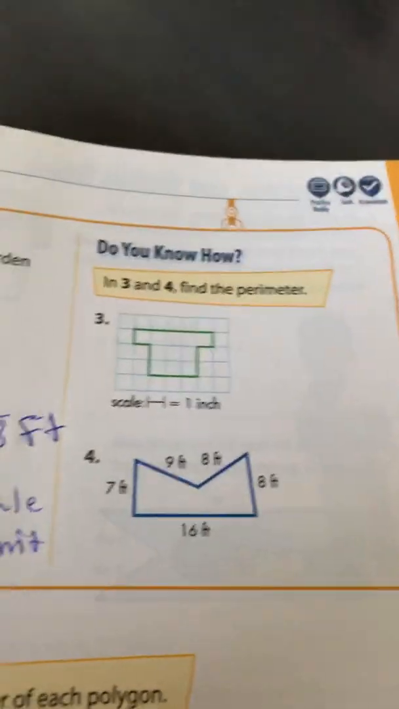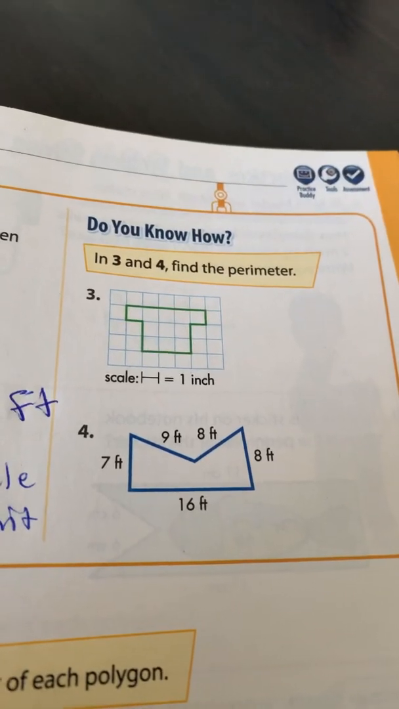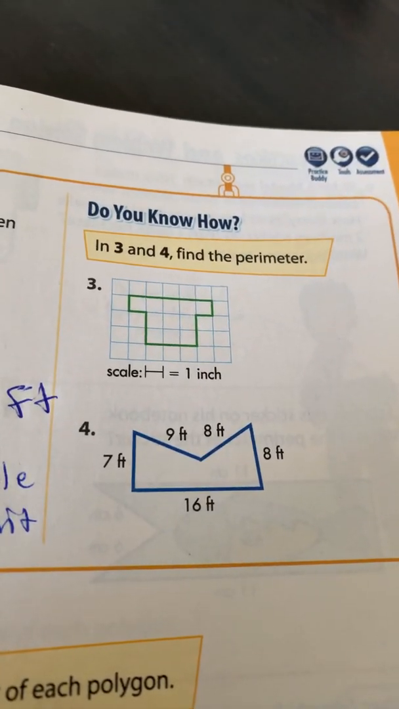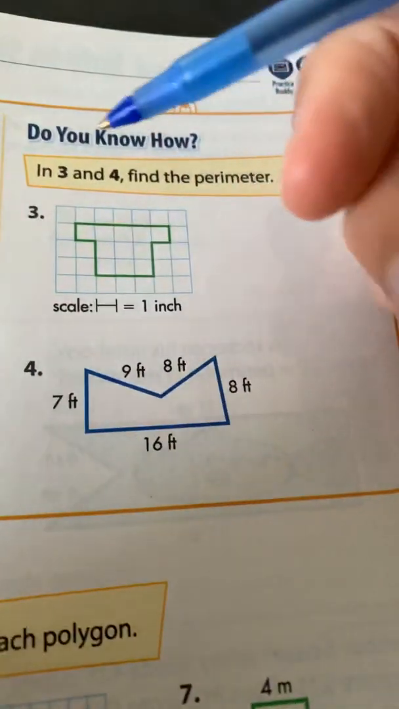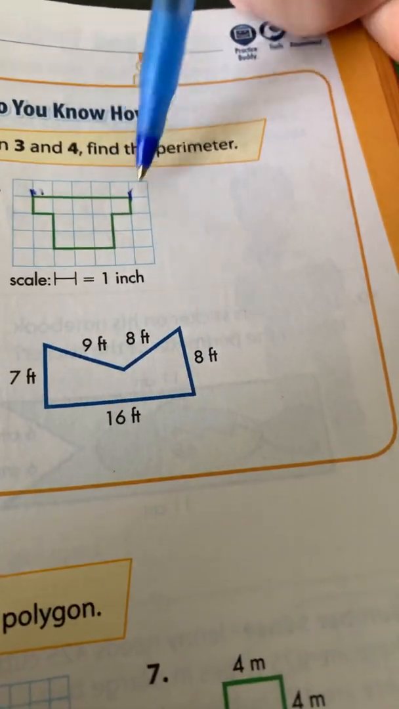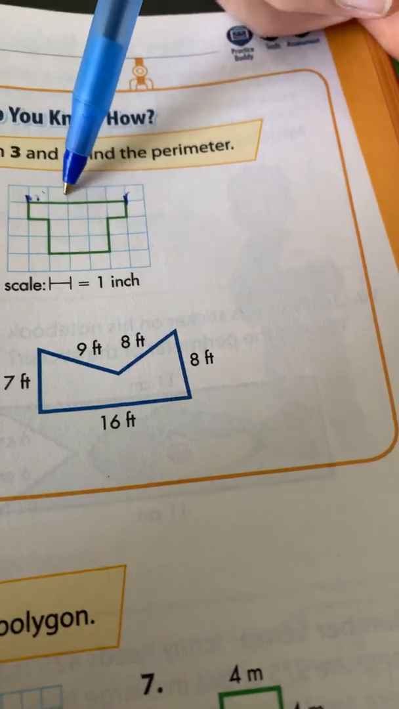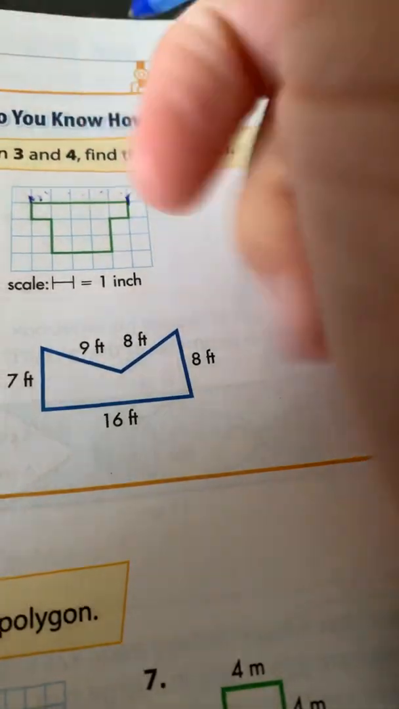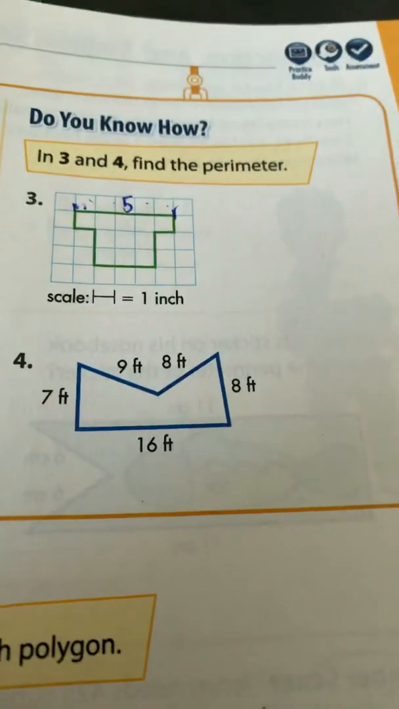All right. And 3 and 4, find the perimeter. All right, so 3, we got to count again. Let's count going across from here to here. Let's figure out how many boxes that is. 1, 2, 3, 4, 5 boxes. So that's 5 right there.